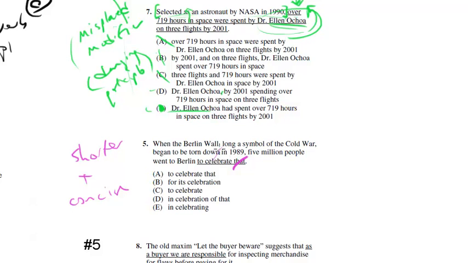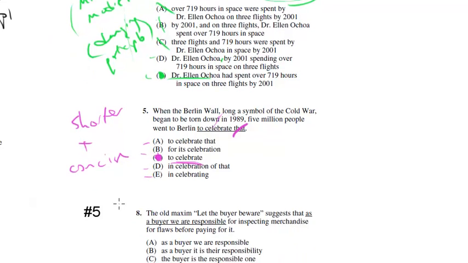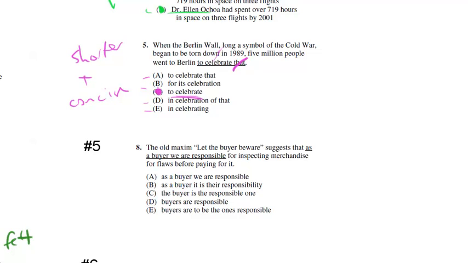They went to go celebrate this event, and that's choice C. Here's an example of it's just shorter, cleaner, more concise. The rest just add unnecessary complication to the picture. C is going to be the best answer that we can come up with here.